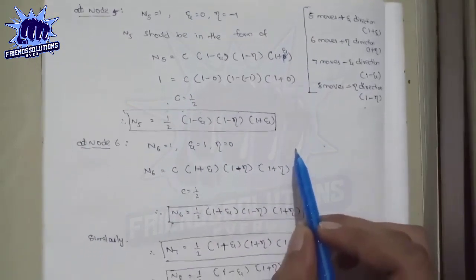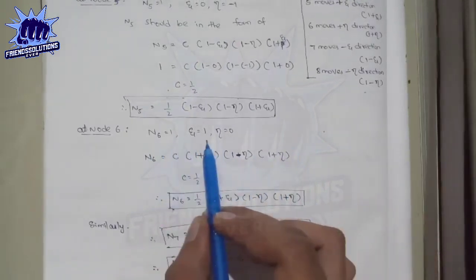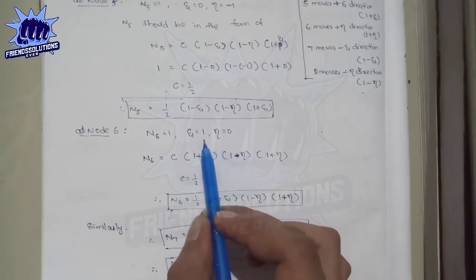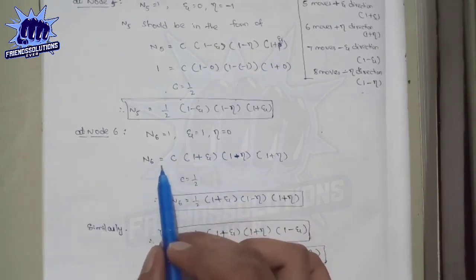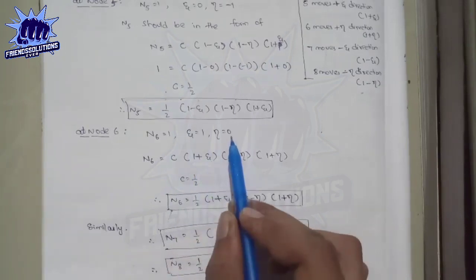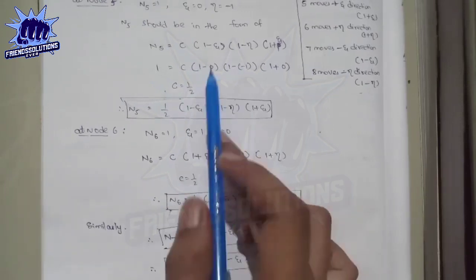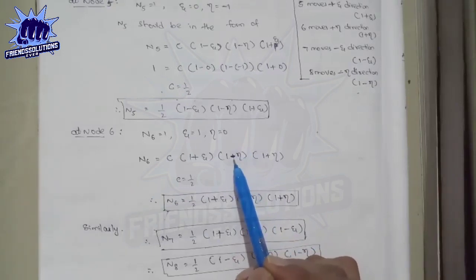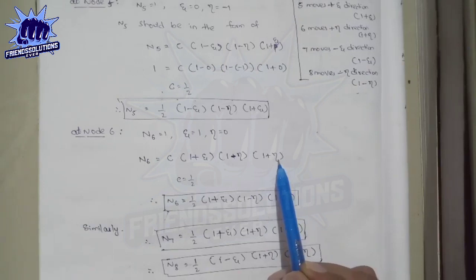Now let us consider node 6. At node 6, the shape function N6 equals 1, and the coordinates at node 6 are 1 comma 0. So the xi value equals 1 and the eta value equals 0. Now the shape function formula N6 equals c into (1 plus xi). Here for 0 we have to take minus, so (1 minus eta), into (1 plus xi) into (1 plus eta).